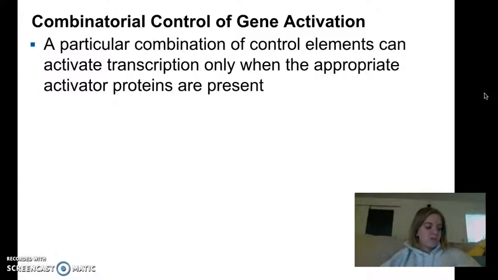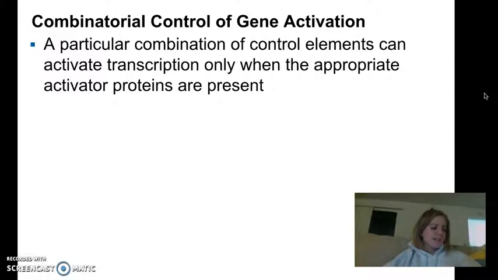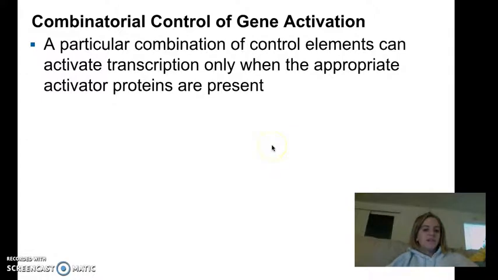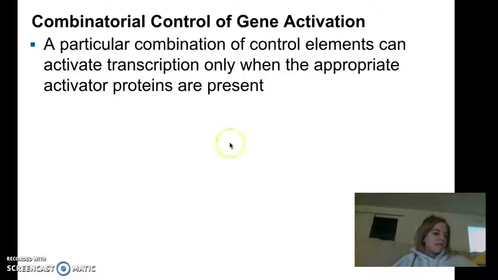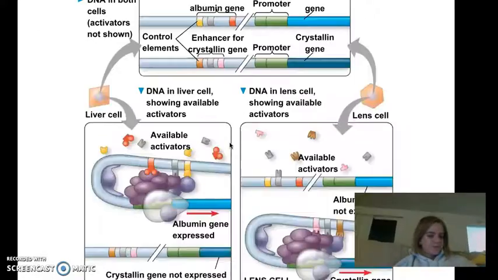So it's actually not the control elements themselves, not the enhancers or the repressors themselves, but the order they're placed in that affects whether a gene is going to be transcribed and therefore whether a protein is going to be produced. So only when those control elements are signaled and the appropriate activator proteins are present do we end up getting transcription of a gene.